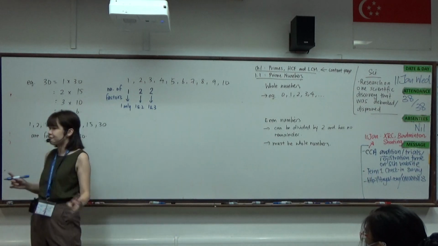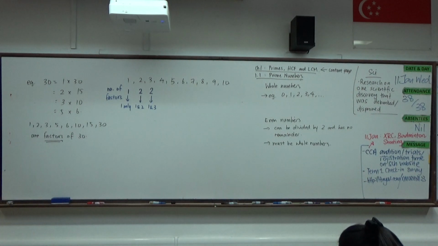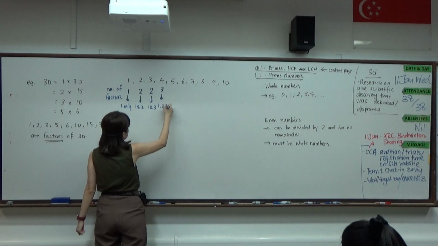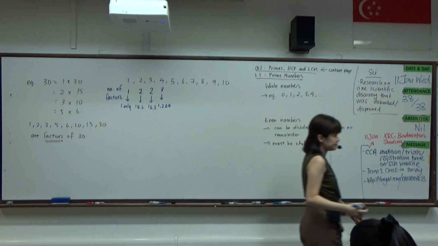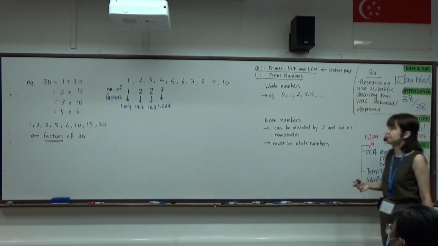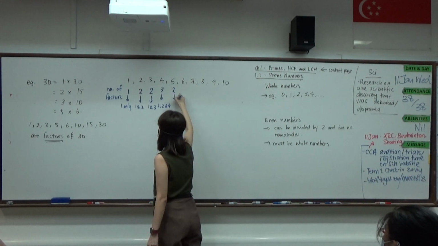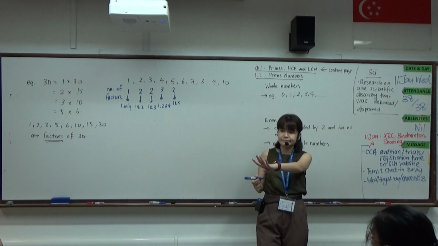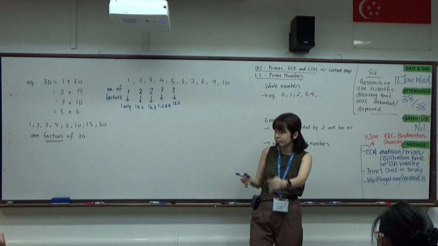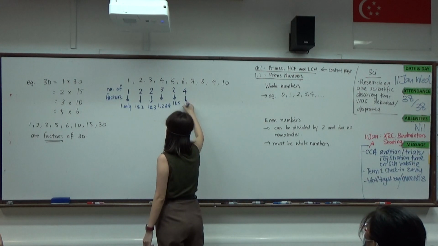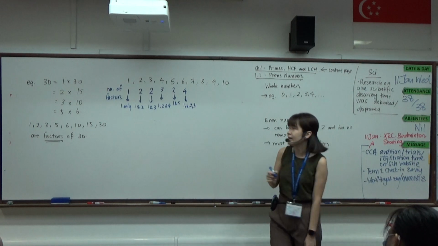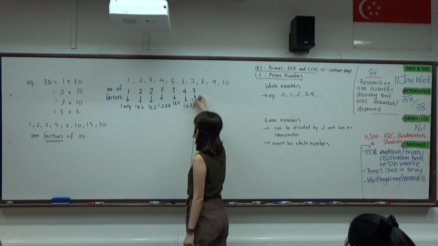How many factors does 4 have? 3. What are they? 1, 2, 4. So there are 3 factors. How many factors does 5 have? 2, so 1 and 5. How many factors does 6 have? 4. What are they? 1, 6, 2, 3. Then how many factors does 7 have? 1 and 7, 2.